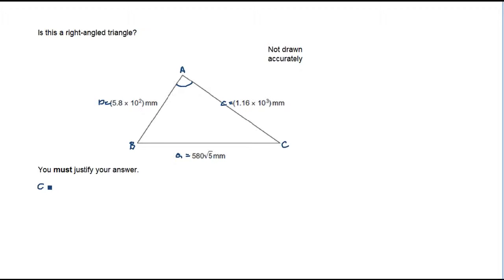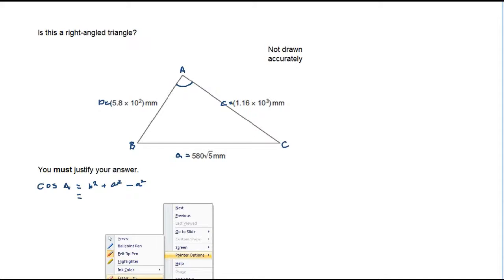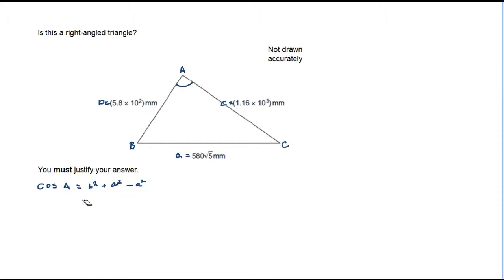And the cosine rule is when you write cosine of that angle is equal to the sum of the squares of these two sides, so b squared plus c squared, minus the square of the opposite side, so minus a squared, which is then divided by 2bc. So all over 2 times the product of b and c, so 2bc.